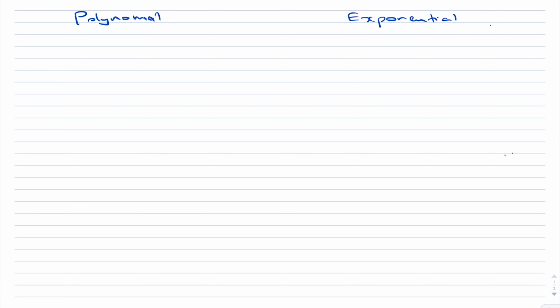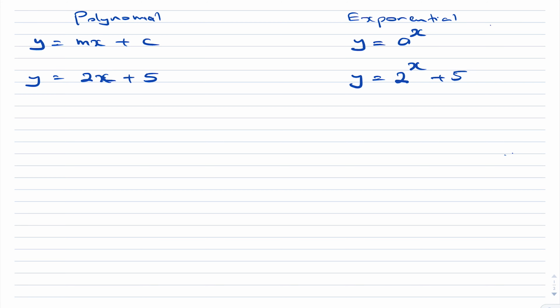More examples on polynomial and exponential functions. A linear equation is a polynomial function. y equals x plus c. That's a polynomial function. y equals a to the power of x is exponential because the power is a variable. Always remember that. Now we can put a number to them: 2x plus 5, that's a polynomial. y equals 2 to the power of x plus 5, that's exponential.